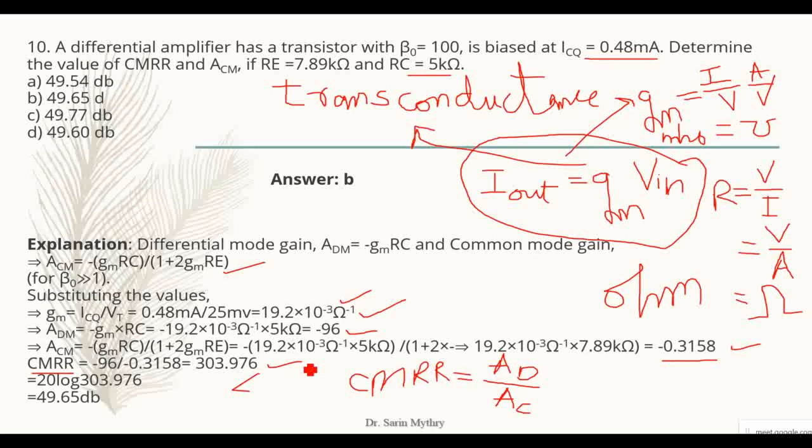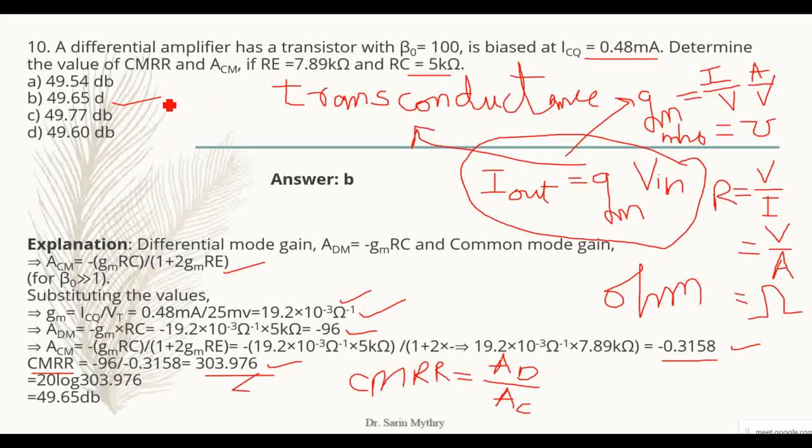You are supposed to find out what is that particular CMRR in terms of dB. So see now, we have got the CMRR, but all the options have been given here in dB. So how to convert this CMRR into dB? You are supposed to apply the log. I have told you the CMRR in dB will be 20 log of that particular CMRR. So it will be 20 log of 303.976. It is equal to 49.65. So your option B will be the correct one.